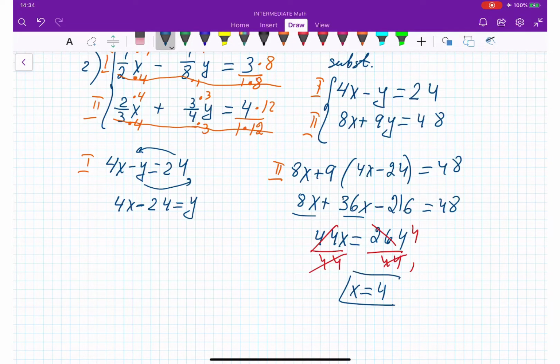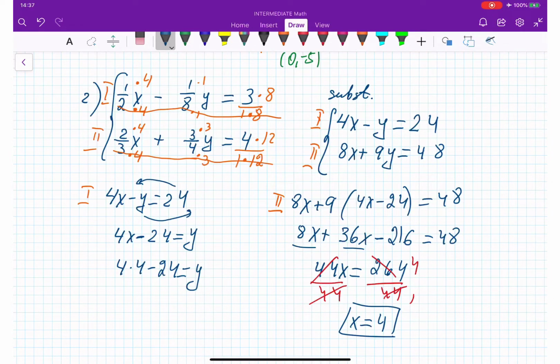This is important. We have already found the value of x. Now let's plug the value of x into this one. y is equal to 4x minus 24. So we are getting 4 times 4 minus 24 is equal to y. Oops, I found a mistake here. I meant to write down 6 and instead put 4. I'm sorry. So this is equal to 6.